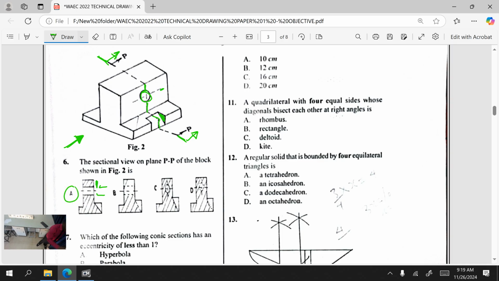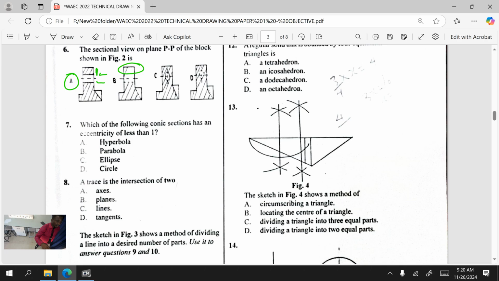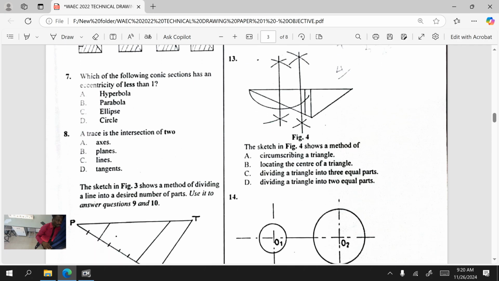So A is the answer. If you look at B, B will not be the answer. Why? Look at this part. They did not section this part correctly. Do you see that now? C will not be the answer because they sectioned all through. Then D will not be the answer because they also sectioned all through. So we know the reason why we are picking option A. If you are asked in other upcoming questions, you will understand how to pick the right answer.